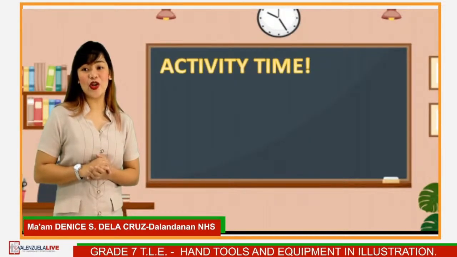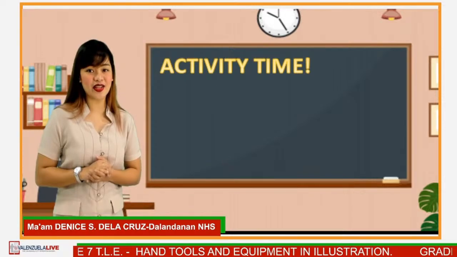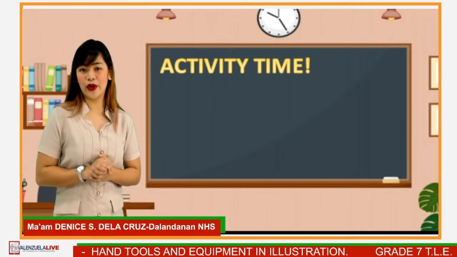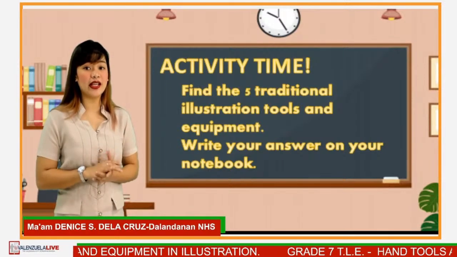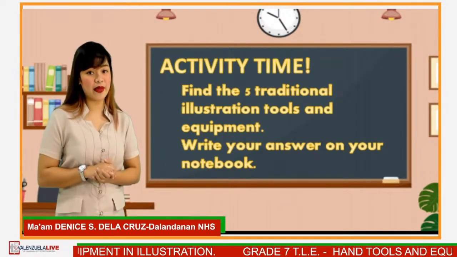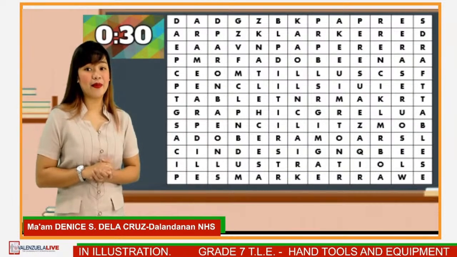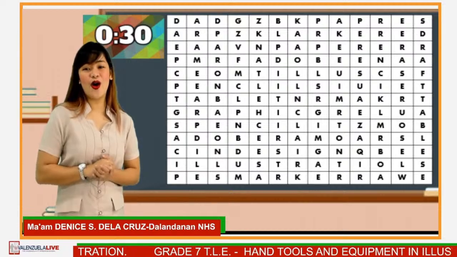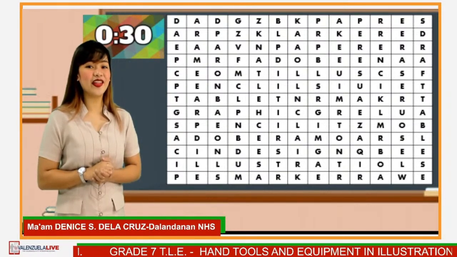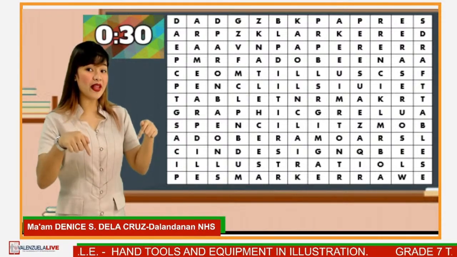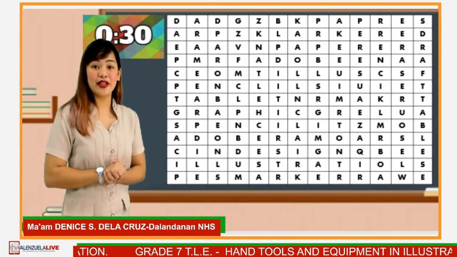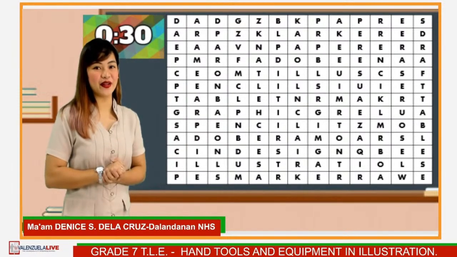To check your understanding of our lesson, let us answer this word hunt. Find the 5 traditional illustration tools and equipment. They can be found vertically, horizontally, diagonally, and upside down. Key in your answers in the comment box. I will give you 30 seconds to find the words.